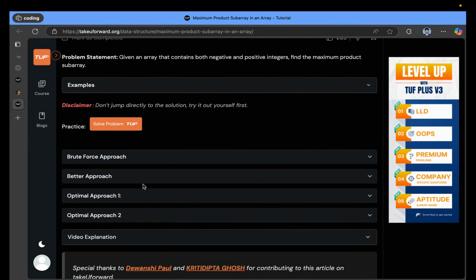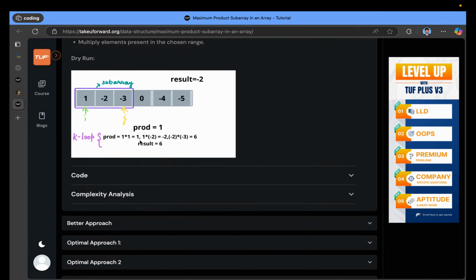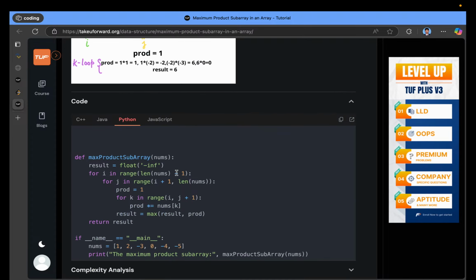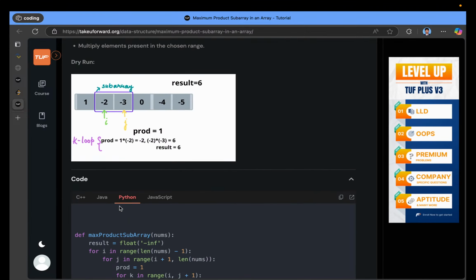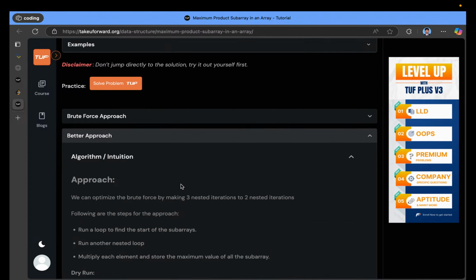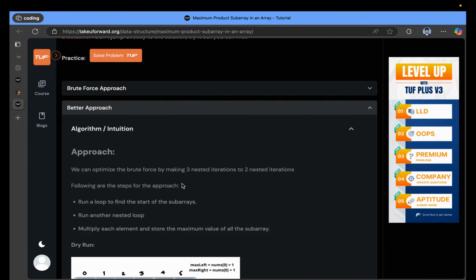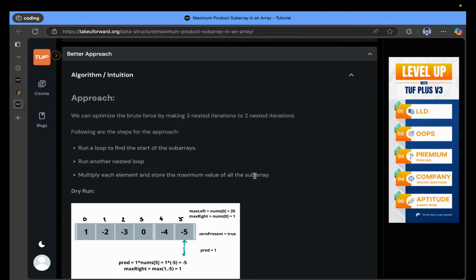Okay, so let's see. A brute force approach. Well, we have already done that. Yes, that is brute force, I have already done that. Let's go for a better approach. We can optimize the brute force by making three nested iterations into two. Okay, is this possible? How? How can we eliminate one loop?